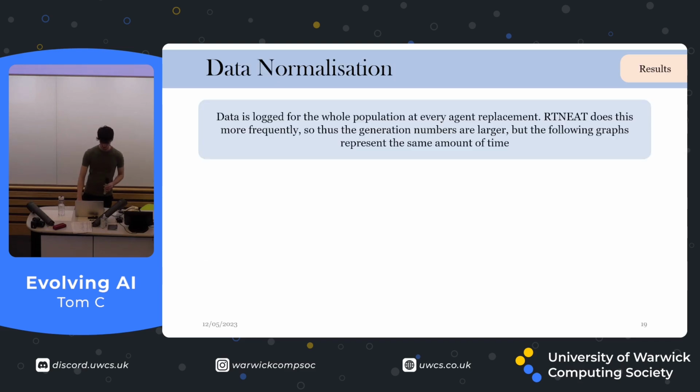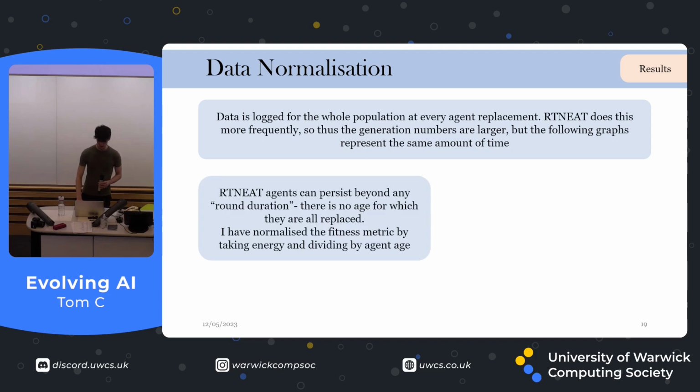So now we'll move on to some experimental results to see how these algorithms compared. The first thing to note is that I've logged data every time an agent is replaced. As we discussed, RT replaces agents much more frequently, so the generation numbers you see are much larger, but they represent the same amount of time.